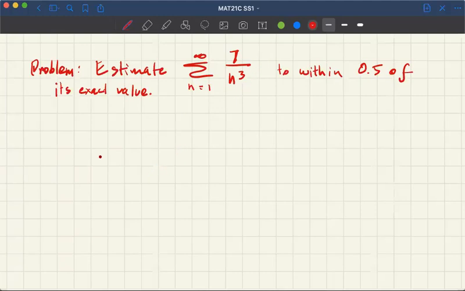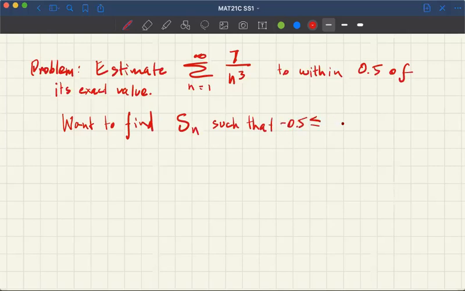So let's estimate that. What does it mean here? This question means that you want to find the nth partial sum Sn such that the difference between the actual sum, which I call S, minus the nth partial sum is within this range: minus 0.5 less than or equal to S minus Sn less than or equal to 0.5. That's the same thing, right? Well, what is S minus Sn? We call it Rn. So we want to find Sn such that Rn lies within this interval here.